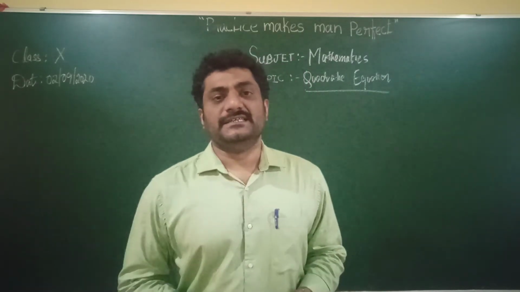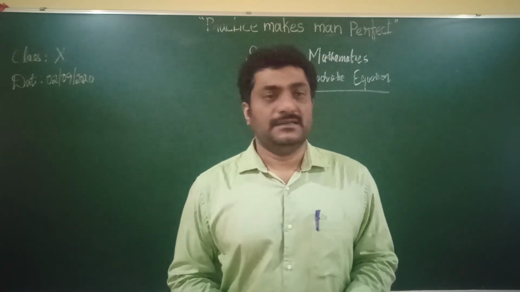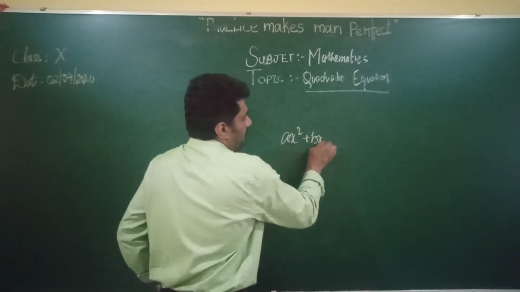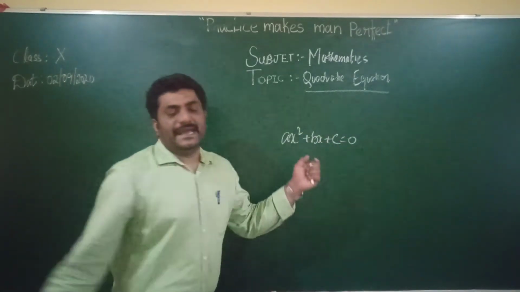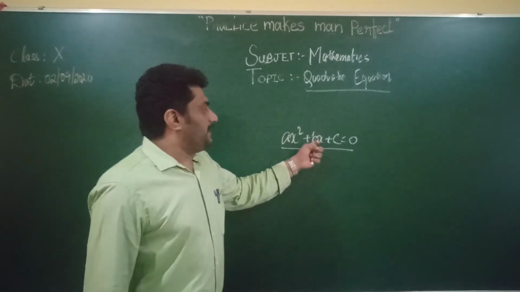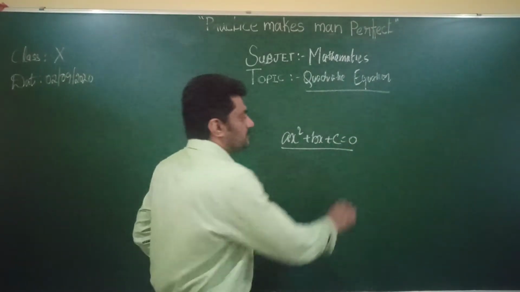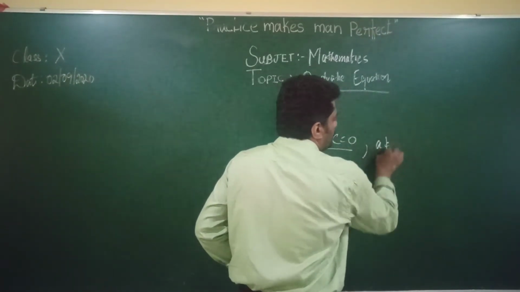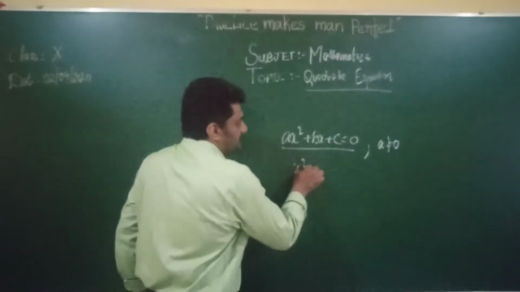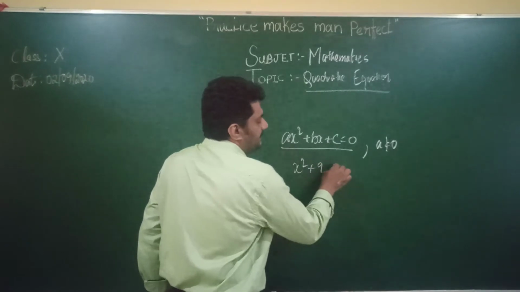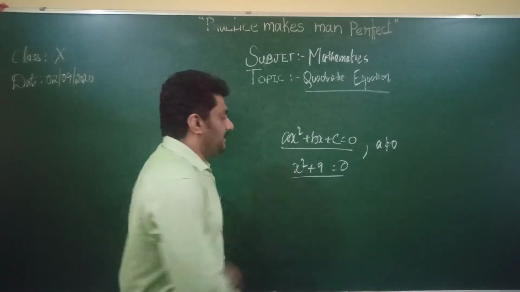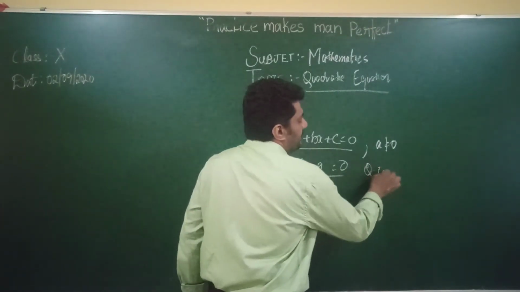A quadratic equation is nothing but any algebraic expression which is in the form of ax square plus bx plus c is equal to 0, where a should not be equal to 0. That means, for example, x square plus 9 is equal to 0. Here, the highest degree is 2. Hence, it is called a quadratic equation.